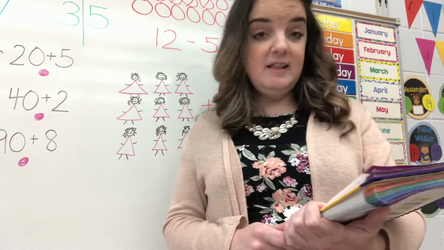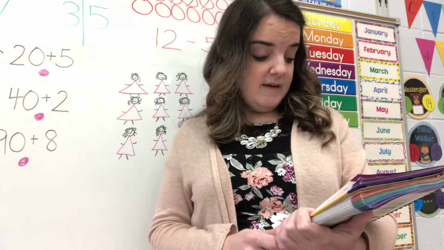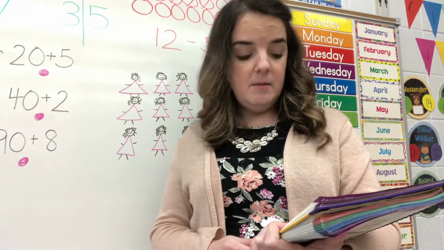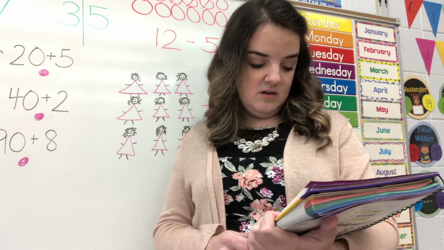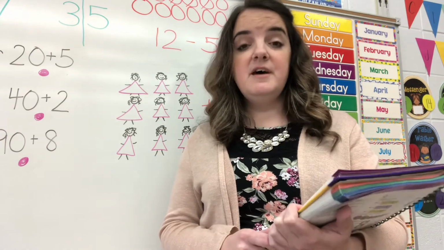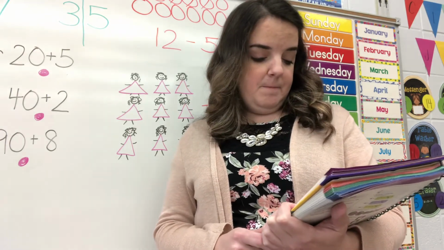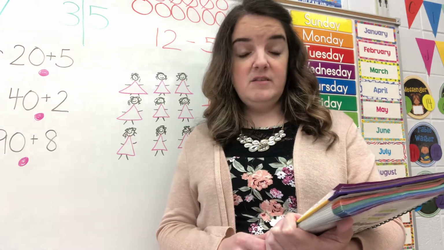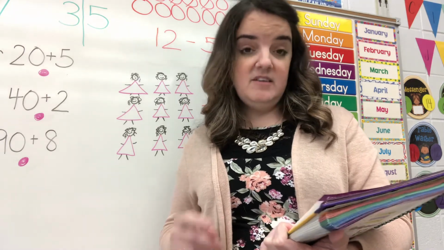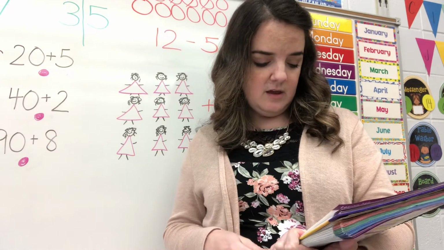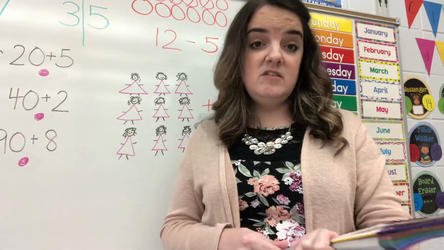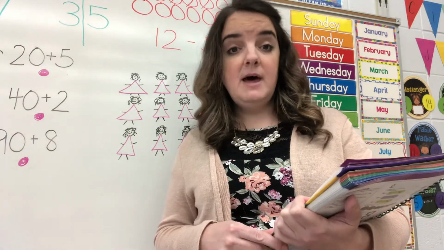Box C, 11 minus 4. Box D, 3 plus 6. I'm sorry, that is incorrect. It's 3 plus 8. Box E, 6 plus 6. And box F, there's 3 numbers, so listen carefully. 6 plus 5 minus 3.